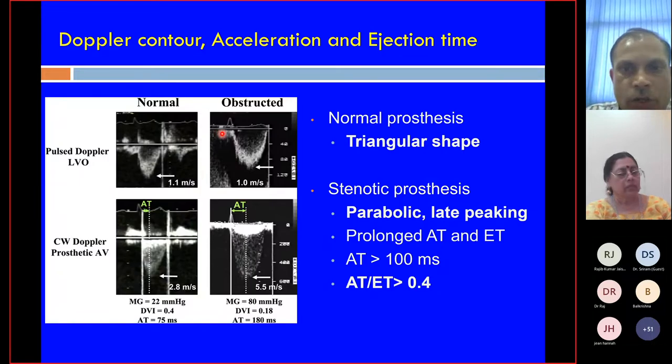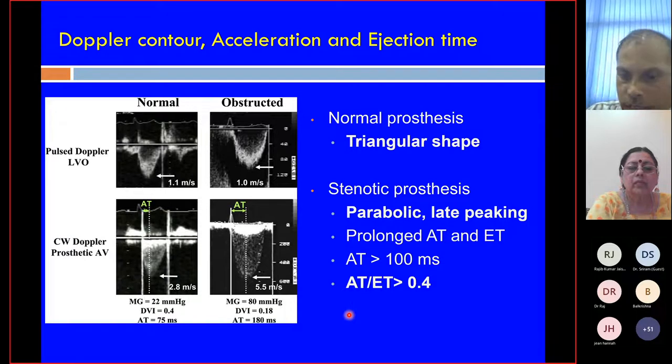In a normal prosthesis, the shape will be triangular, both with pulse wave Doppler and continuous wave Doppler. While in a stenotic prosthesis, it becomes parabolic because there is an increase in acceleration time. The acceleration time increases and it becomes late peaking, so it becomes parabolic. Since the acceleration time is dependent on the heart rate, the ratio of acceleration time to ejection time, if it is more than 0.4, suggests a stenosis in the prosthesis.